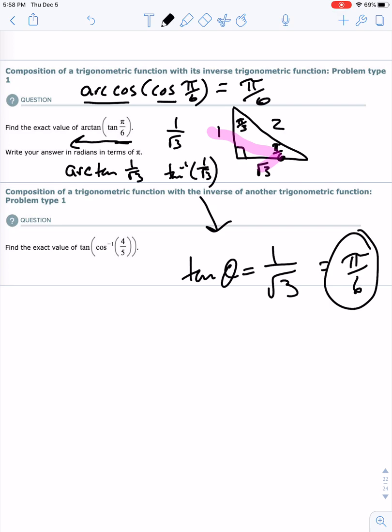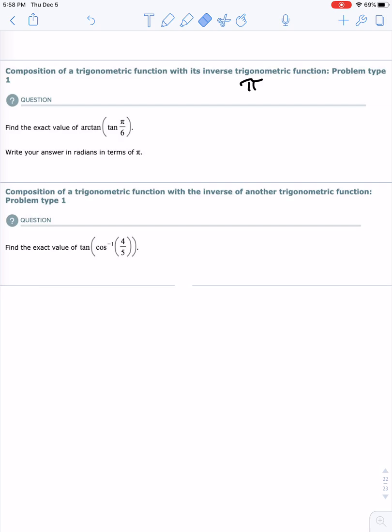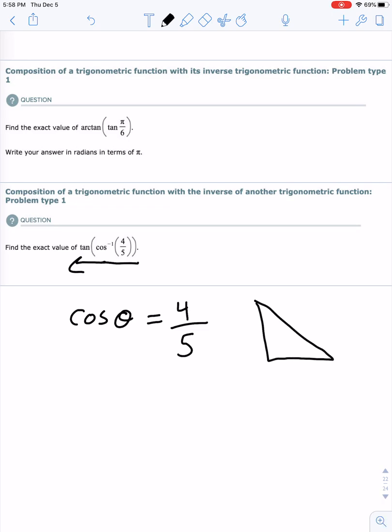Okay, so on this next type, we're still going to work this direction. So we're going to look at the inverse cosine of 4/5. Again, that's saying find the angle that has a cosine ratio equal to 4 over 5. This is not one of our special right triangles, but that's okay.